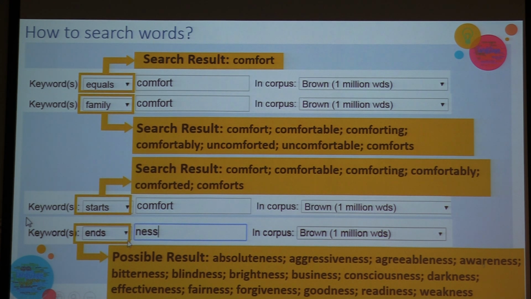And the final is ends. Usually we input a suffix here, and you can get all the words ending with this suffix. So it depends on what your needs are. You can specify your search functions.